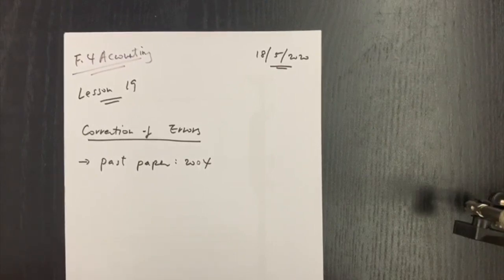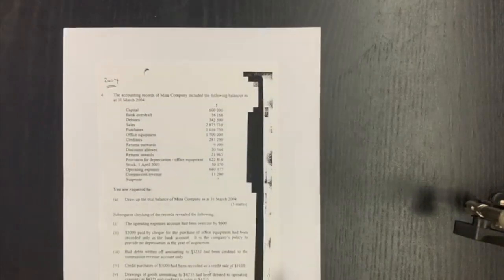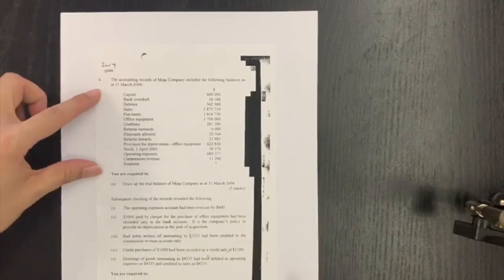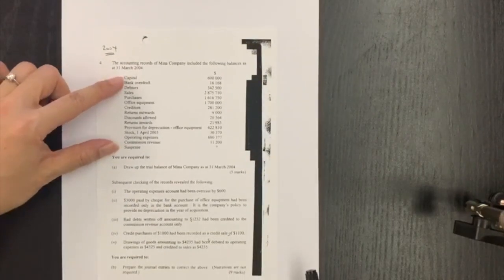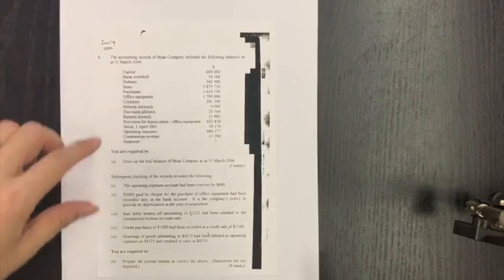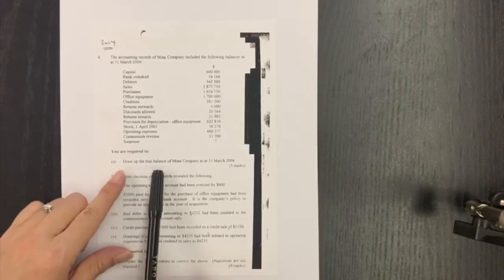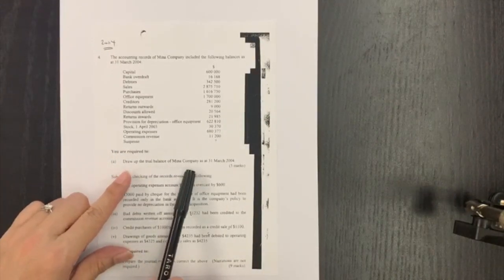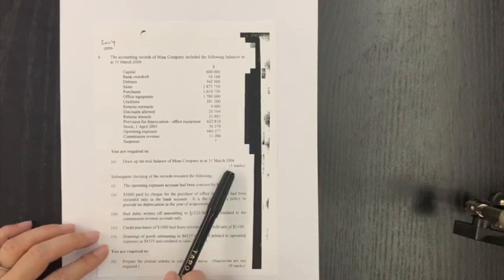Okay, so we do one past exam question for correction of errors, which is in 2004. Okay, so here is the question. So these are the items given to us in the question, and then what we need to do is to draw up the trial balance of Mina Company as at 31st March 2004.